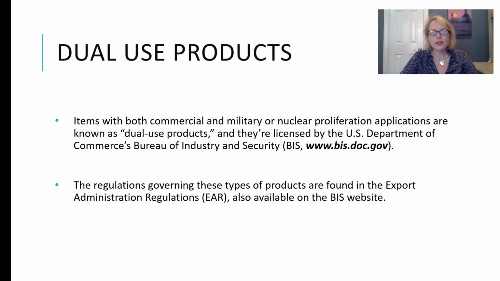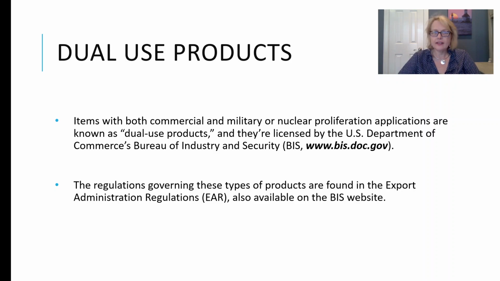So dual-use products are products that have both a commercial application and either a military or nuclear application. So if you have a product that can be used for normal manufacturing of some kind, but it also can be used in a military application, or it also could be used in some kind of nuclear application, that is called a dual-use product.